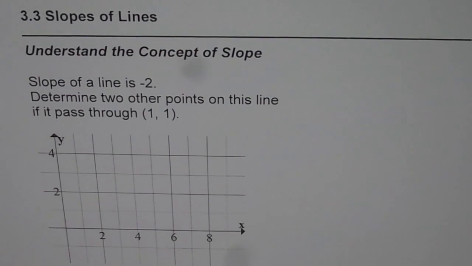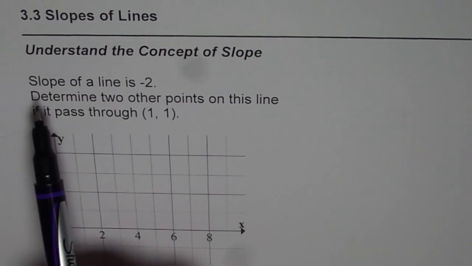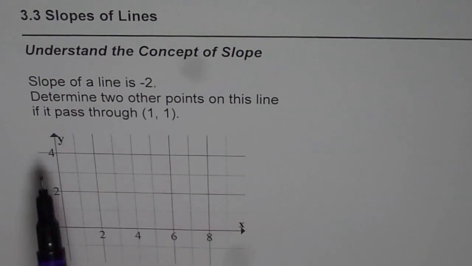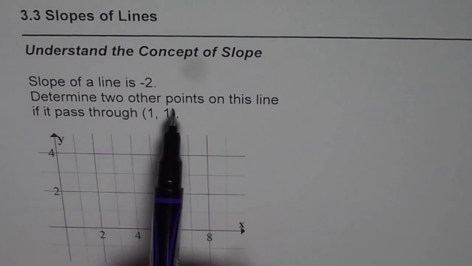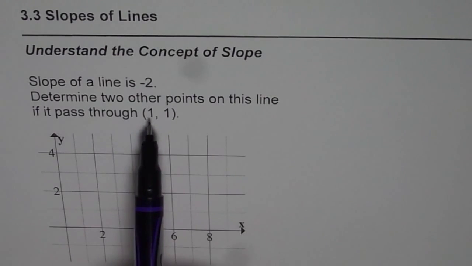It is based on the concept of slope. The question is, the slope of a line is -2. Determine two other points on this line if it passes through (1, 1).